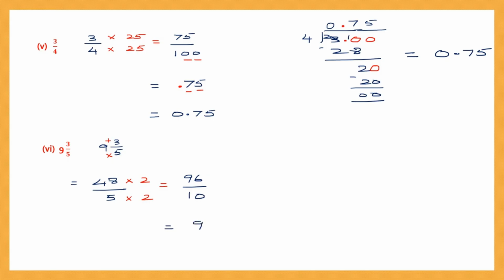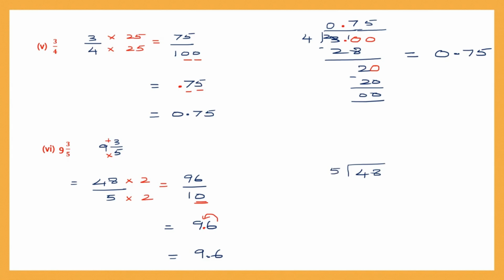Let's write 96. Now let's look at the denominator. There's only one 0. So our point will move only one place to the left. So it's here. So what is our final answer? Our final answer is 9.6. Now let's do the same thing with division. So let's divide 48 by 5.